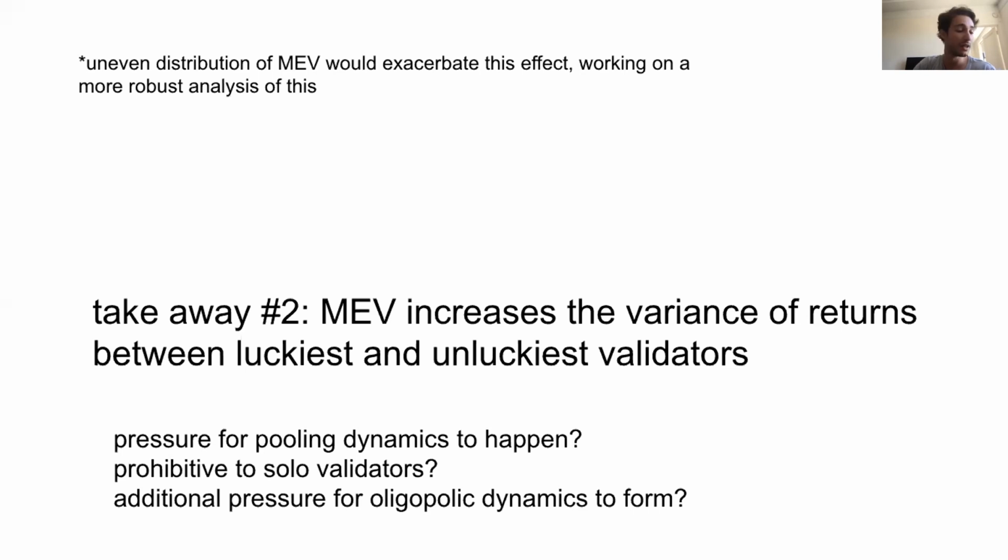I'll also add that right now we're assuming an even distribution of MEV per block, that's 0.18. In reality, MEV is highly unevenly distributed, and this would exacerbate this effect. So that's the second takeaway about MEV on ETH2.